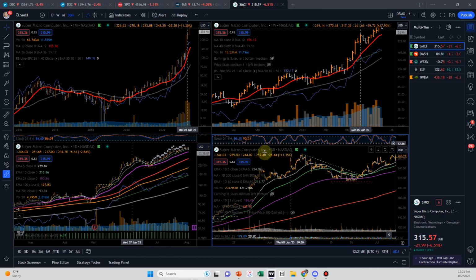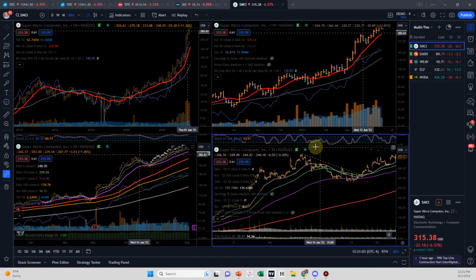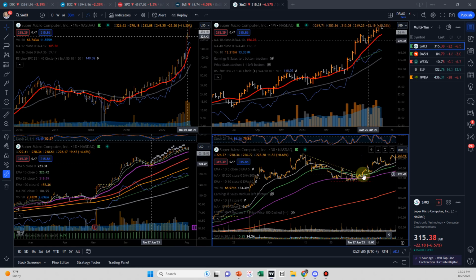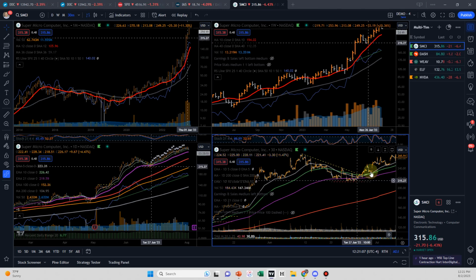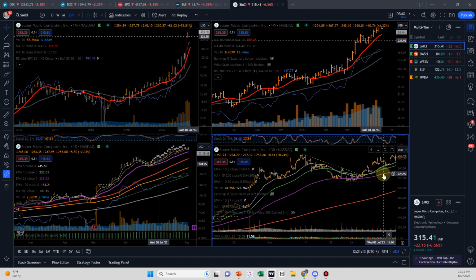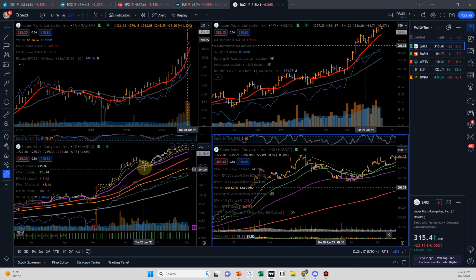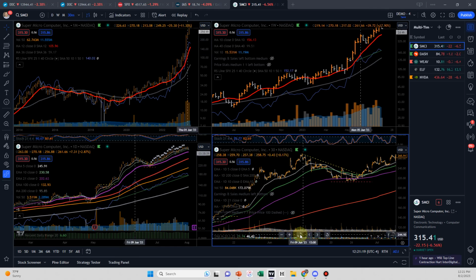And you can see here too that it's pulling back to the 21 period exponential moving average. And this moving average down here on the 30-minute is the daily 21 EMA.